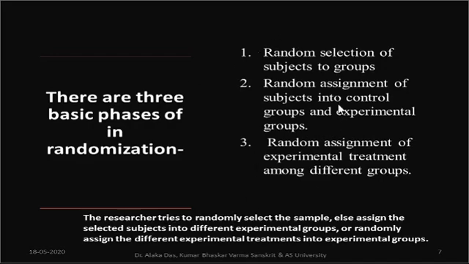These are the three basic phases of randomization: random selection of subjects into groups, the control group and experimental group; random assignment of subjects into experimental treatment among different groups. So the researcher tries to randomly select the sample, else if it is not possible, assigns the selected subjects into different experimental groups and randomly assigns a different experimental treatment to the experimental groups.